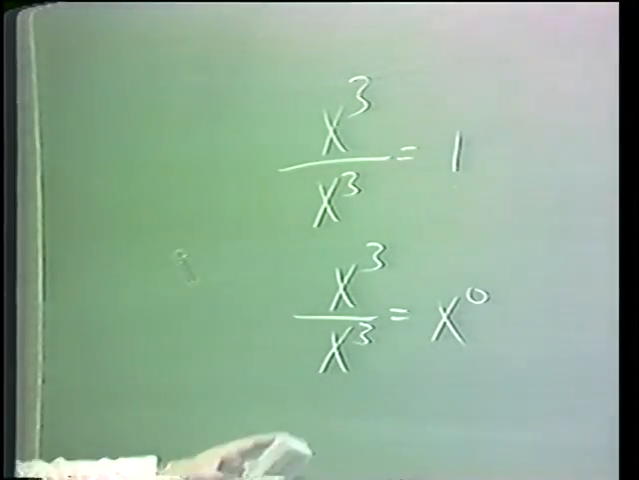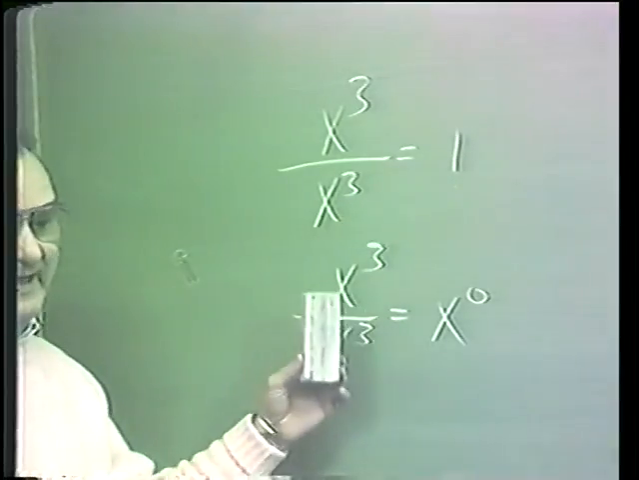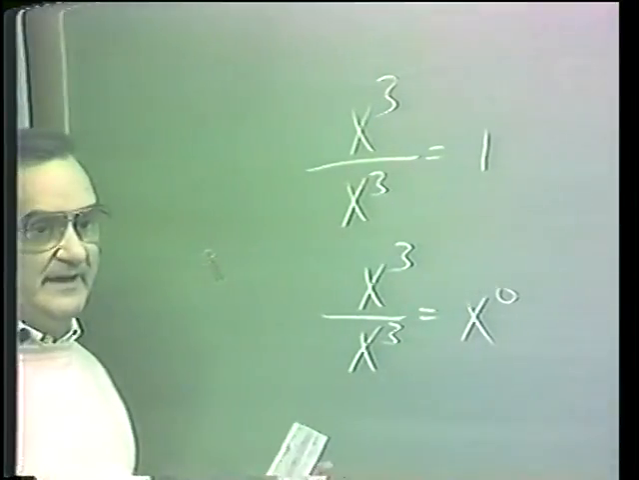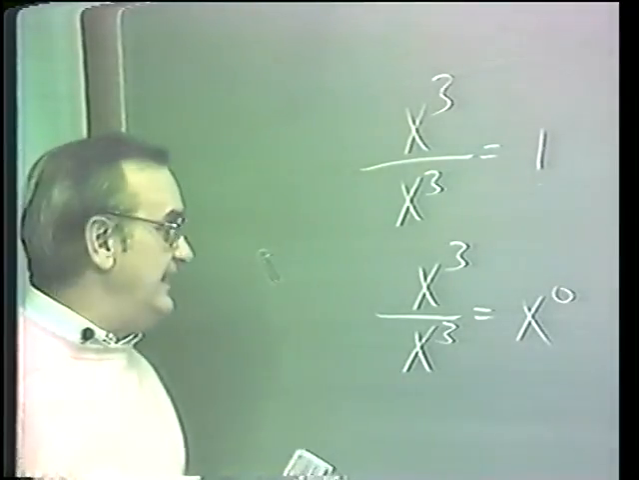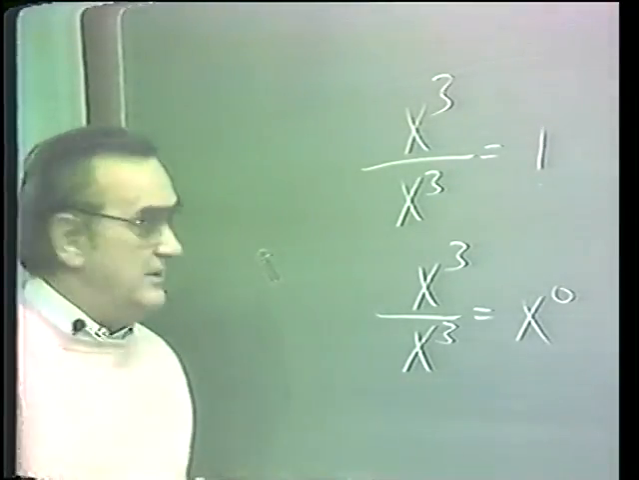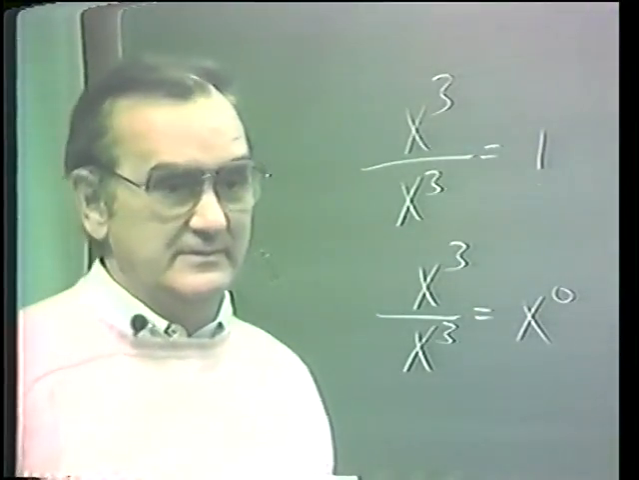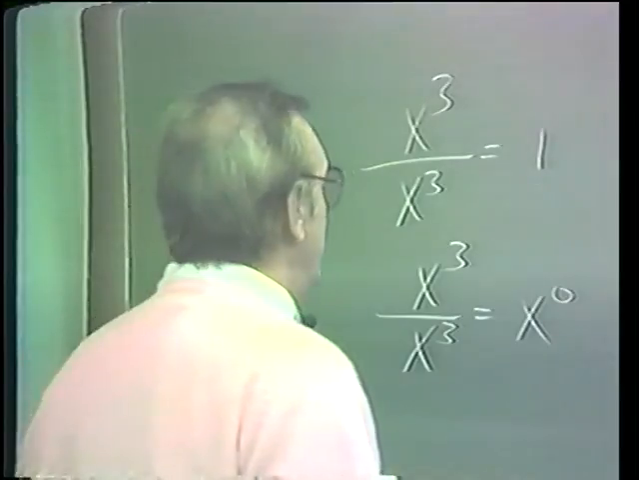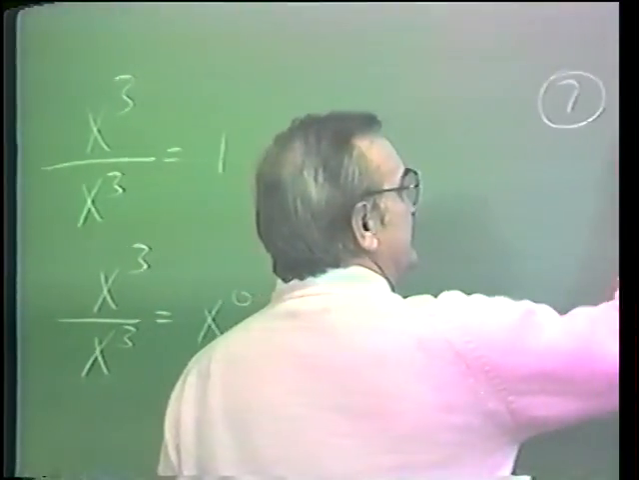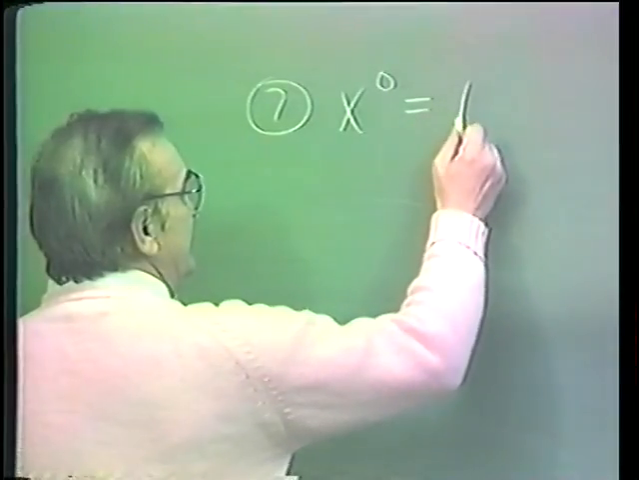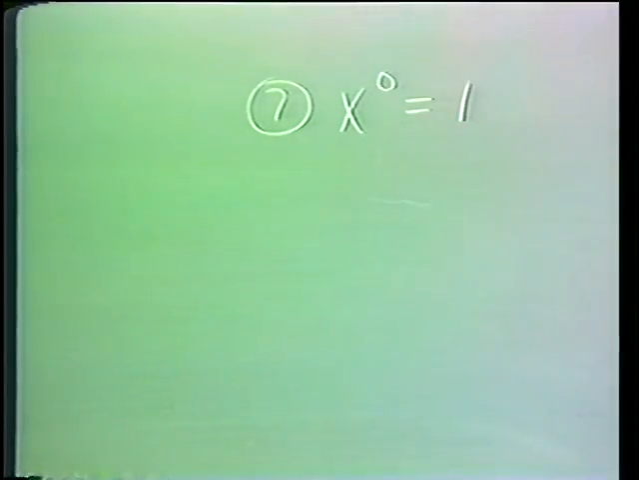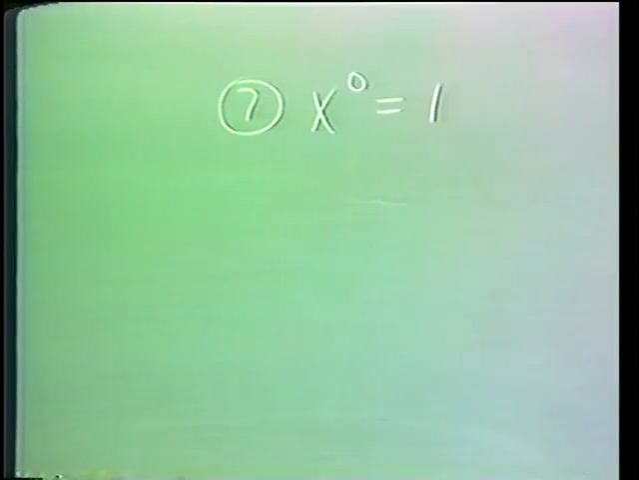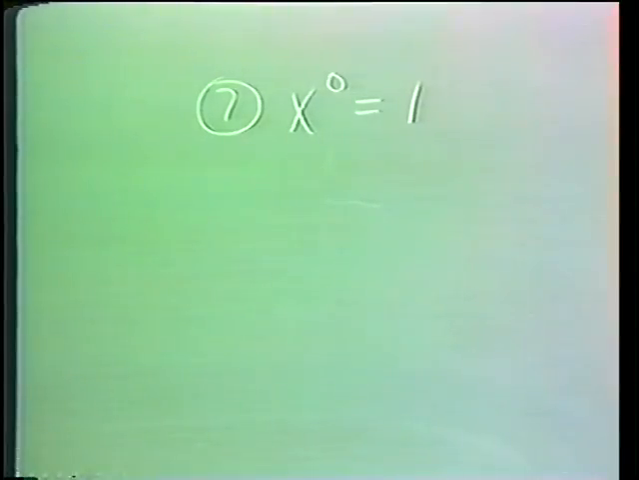Now notice, they are both equal to the same quantity. 1 is equal to x cubed over x cubed. X to the 0 is equal to x cubed over x cubed. So what logical statement follows? X to the 0 is equal to 1. And this is our 7th property dealing with exponents. X to the 0 is equal to 1. Anything, with the exception of 0, raised to the 0 power is equal to 1.